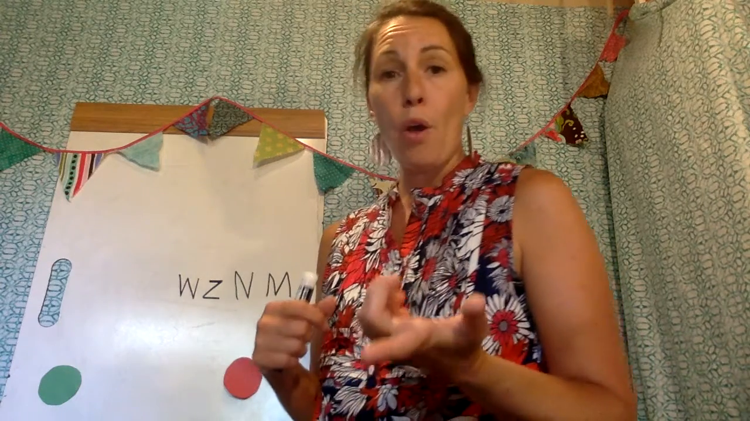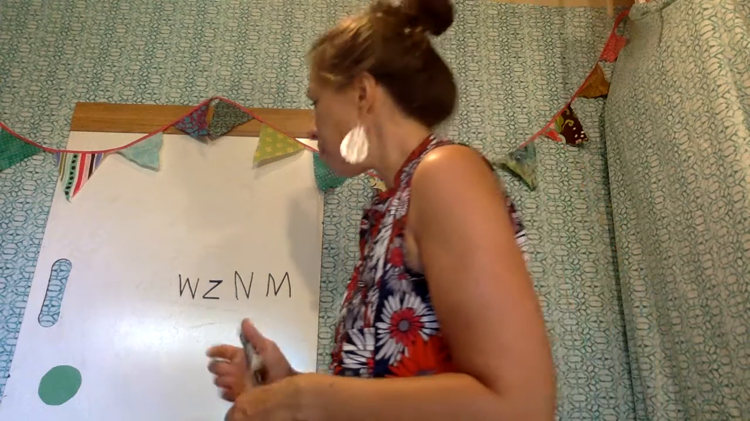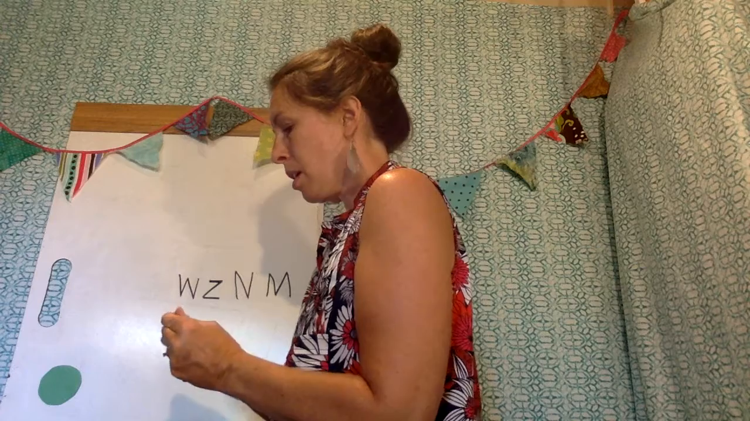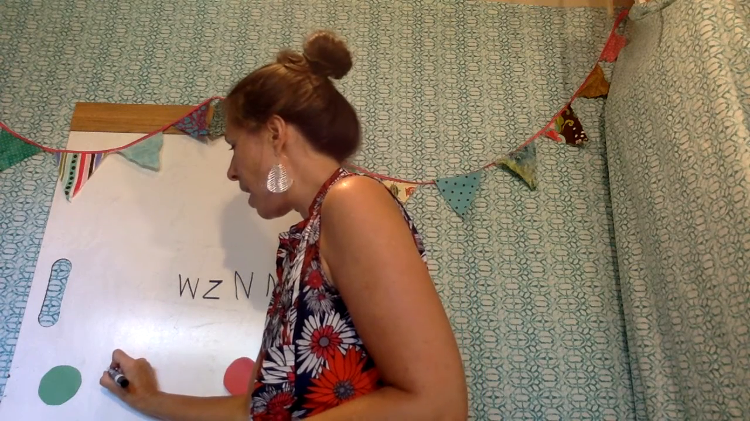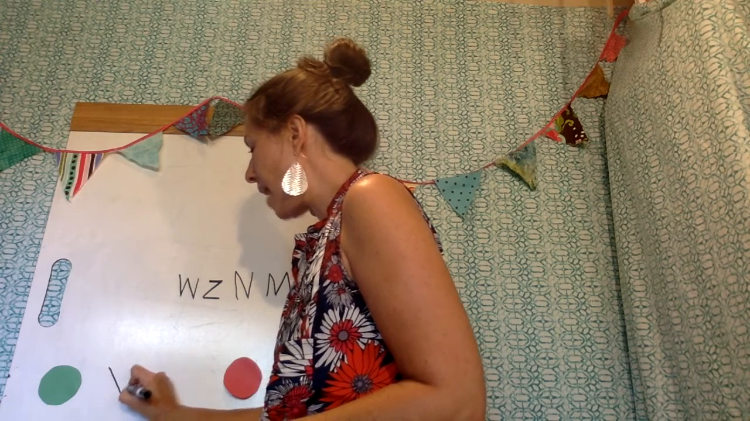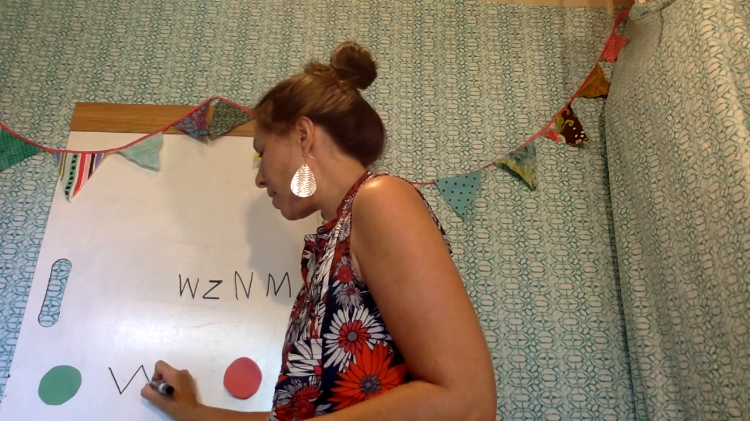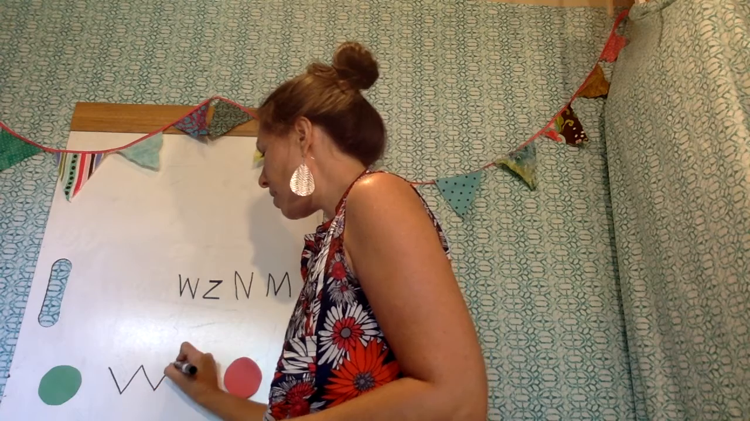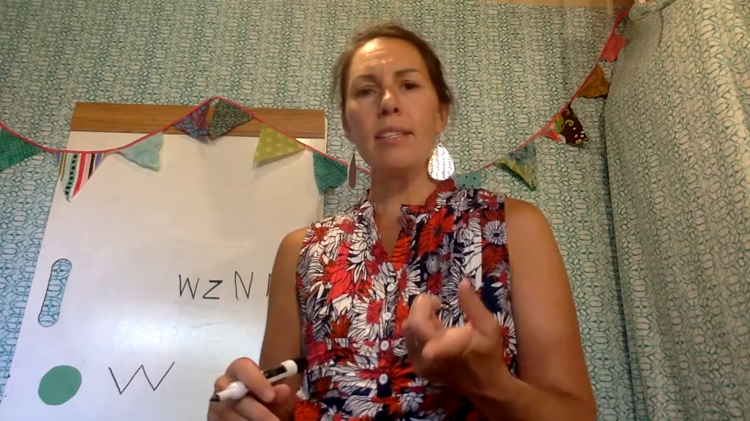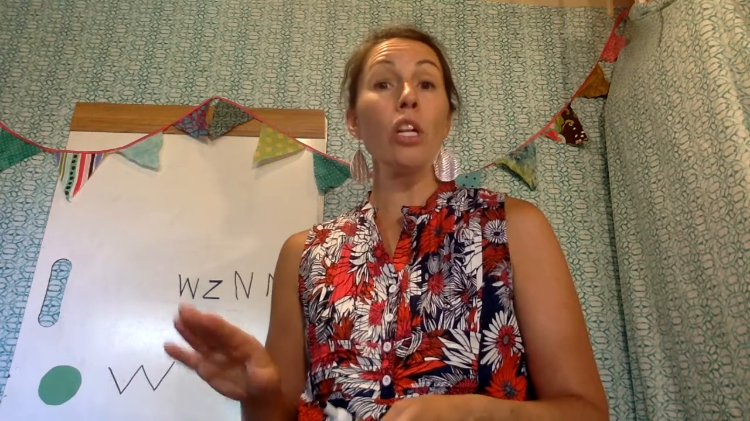Watch Mrs. O first. Okay, when I make a zigzag, I'm going to start on the left and I'm going to do a diagonal line down, a diagonal line up, diagonal line down, diagonal line up. And remember, you guys have gotten good at knowing your lines. Mirrors on. Oh, nice job.